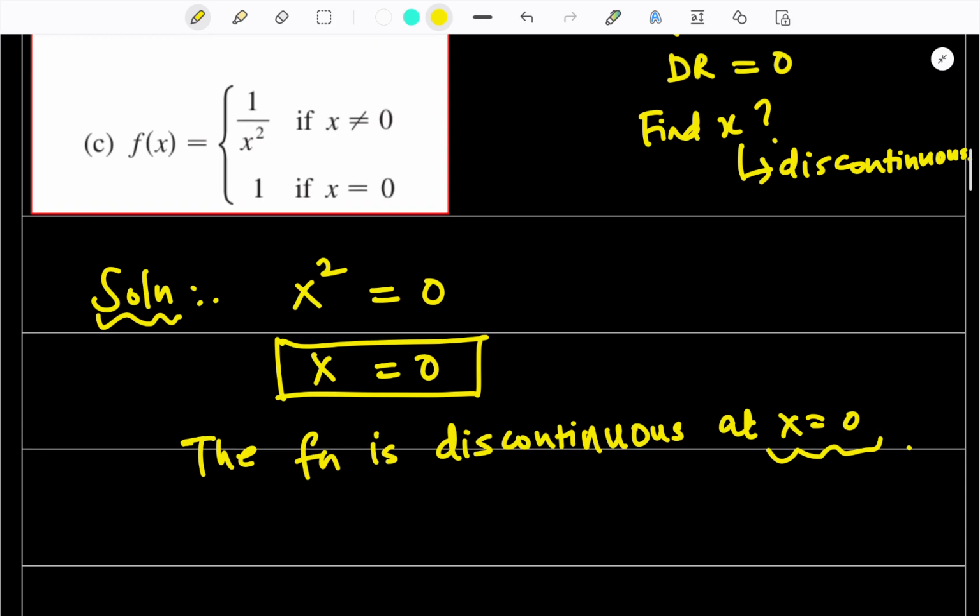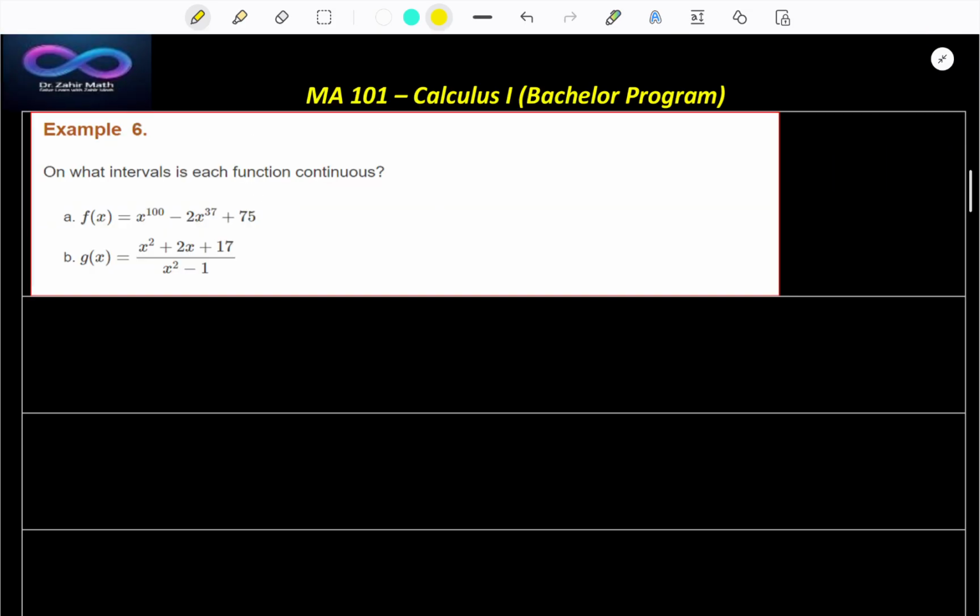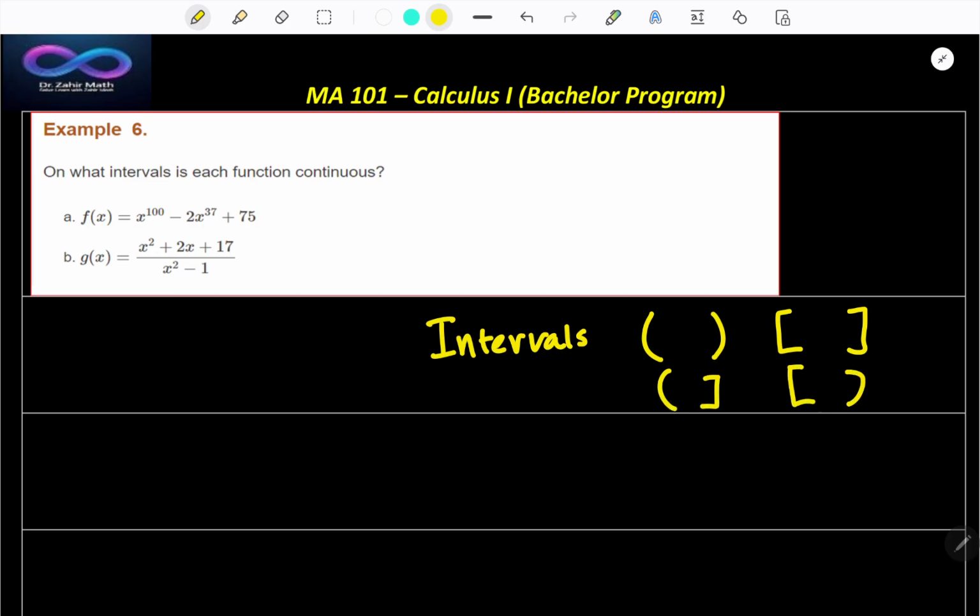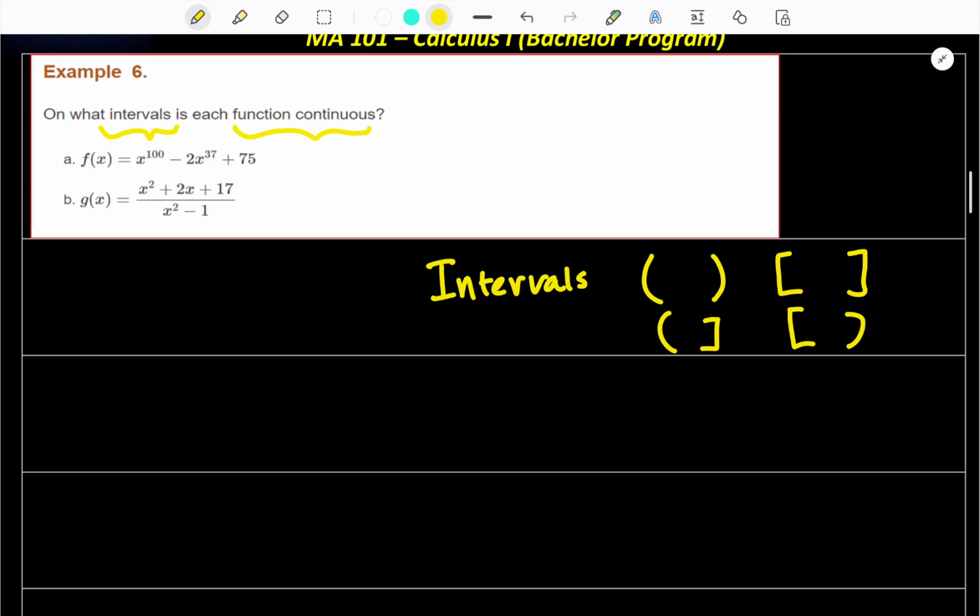Let's see what type of questions are in the next one. On what intervals is each function continuous? They are asking for intervals. What do you mean by intervals? In the previous class you studied intervals, right? This is called intervals. So the question is, on what intervals is the function continuous? Never mind continuous or discontinuous, no worries. You are going to do the same procedure. Okay, let's start the first question.